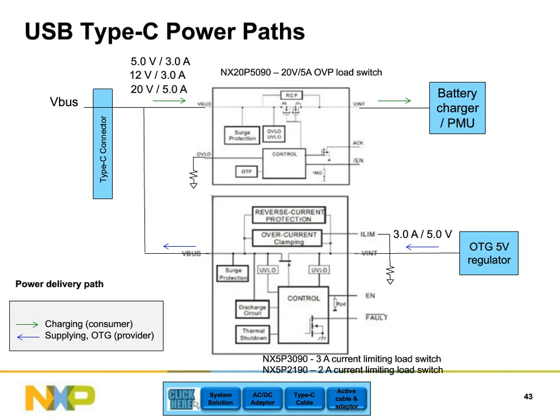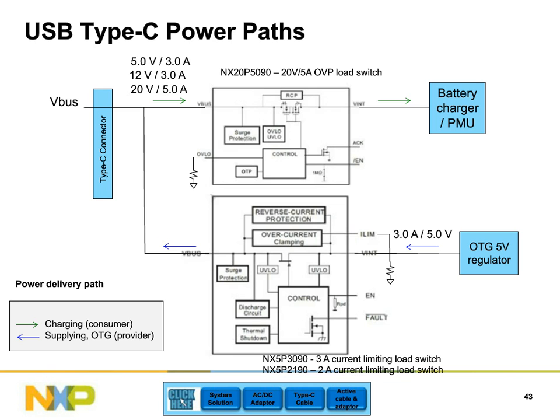So again, to explain in a little bit more detail, I'm showing two power paths here, one going into the battery or your charger or your main power path into your device. And again, VBus can go up to 20 volts, 5 amps. So we have load switches capable of switching up to 20 volts with OVP and OCP features built in, and also another load switch I'm showing here for the reverse use case.